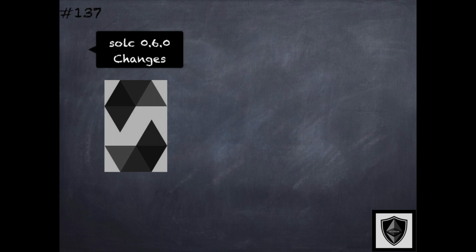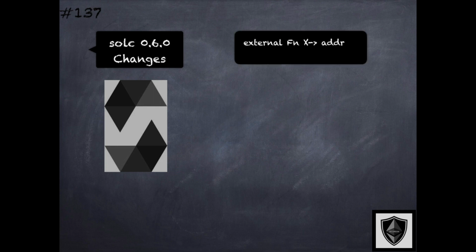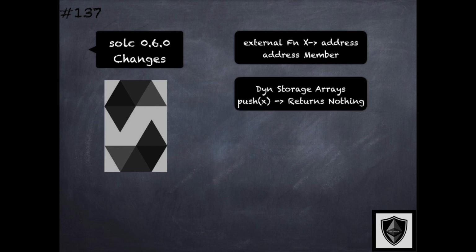There were many other syntactic and semantic changes brought forward by Solidity 0.6.0. External function type conversions to address types are not allowed. Instead, they have an address member that allows similar functionality. Dynamic storage arrays' push function, which until now returned the length of the array, now returns nothing.